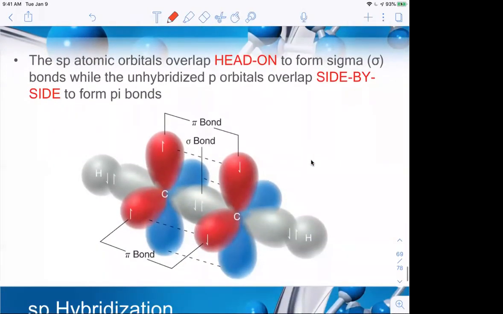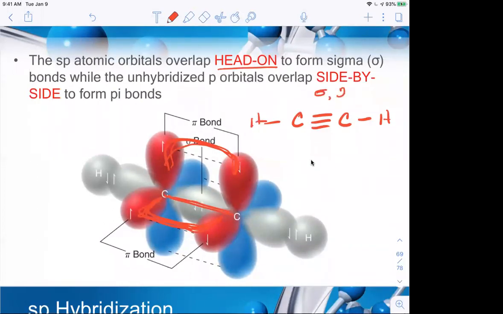When I put acetylene together, this is how I form that sigma bond. I'm going to have head-to-head overlap, and then this is going to form the pi bond. But this is also going to form another pi bond. So my triple bond is going to have a sigma and 2 pi bonds. This is going to be my sigma, this is going to be a pi, this is going to be a pi.